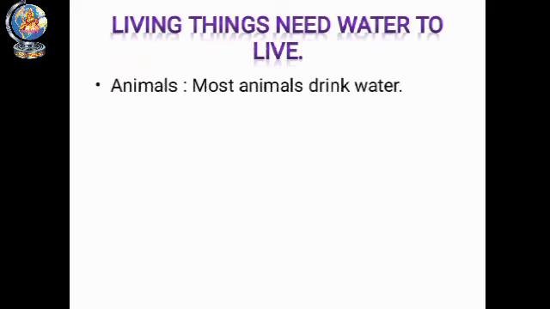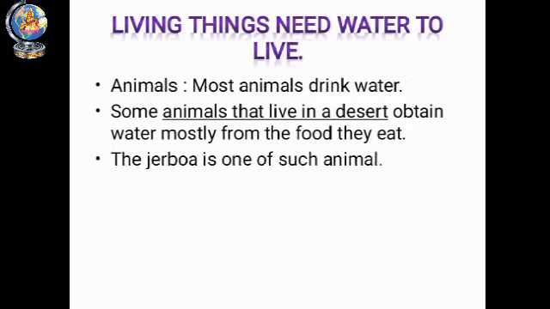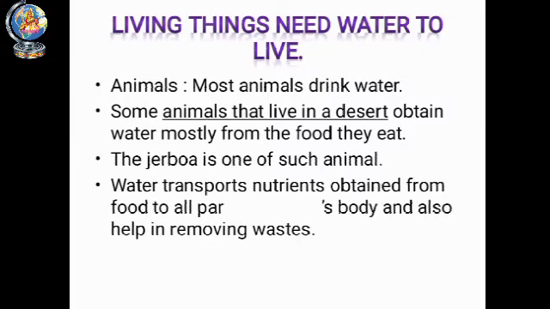Now let's talk about animals. Most animals drink water, like we also drink water. Some animals that live in the desert obtain water mostly from the food they eat, like the jaguar is such an animal. This animal lives in the desert and they get water from the fruit, or you can say food that they get from the desert.